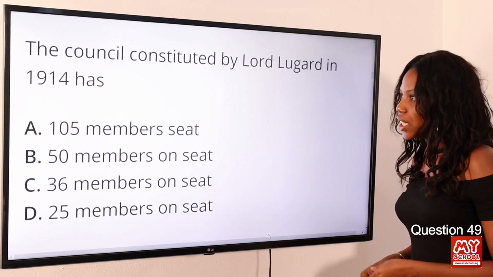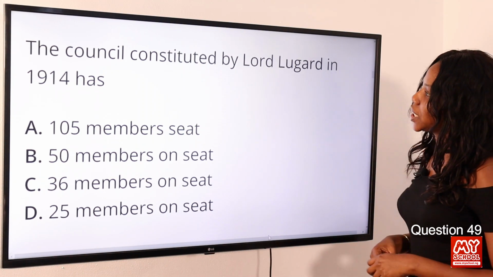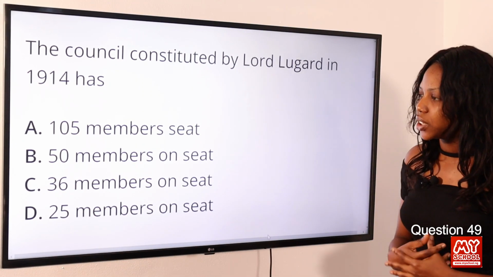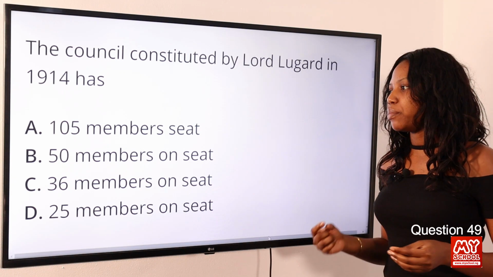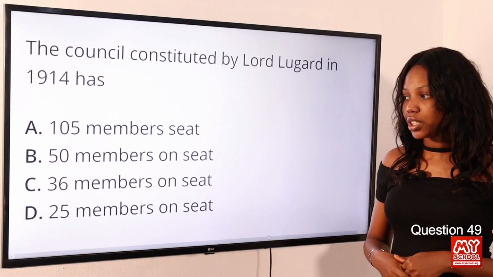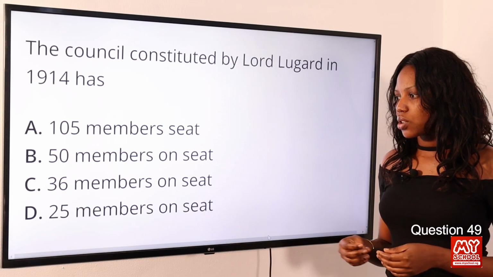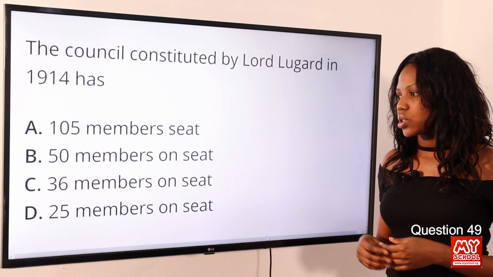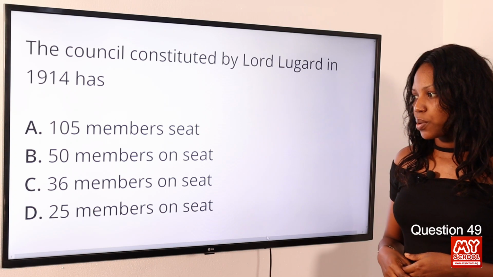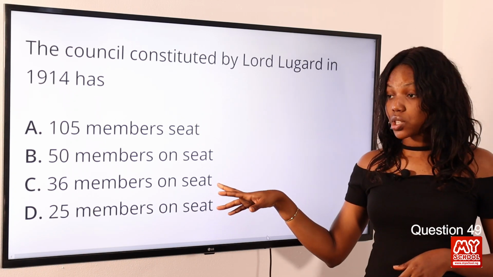Question 49. The council constituted by Lord Lugard in 1914 had option A, 105 members on seats, option B, 50 members on seats, option C, 36 members on seats, option D, 25 members on seats. The answer to this question is option C, 36 members on seats.